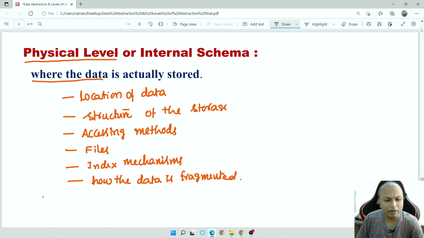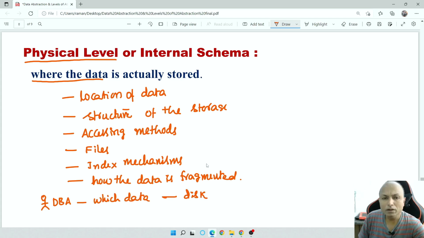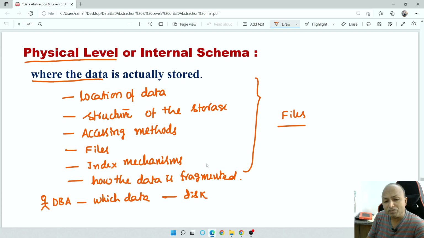Here at this level, the database administrator will take care of which part of the data you want to store in which disk. At this level, the data is stored in the form of files. When it comes to the view level, this data is visualized to the users as tables.